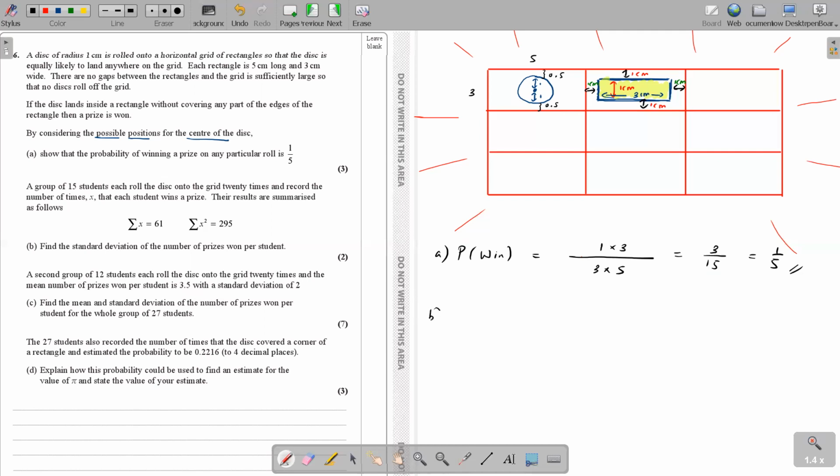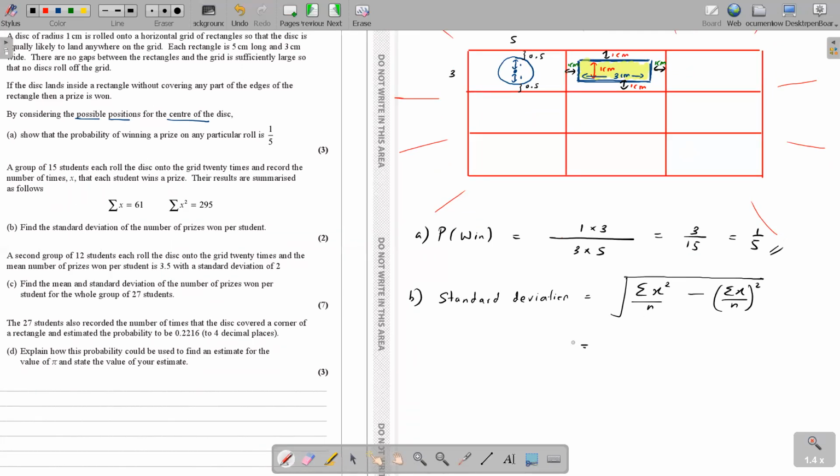So, children's standard deviation, when you have sigma x square, we have the formula, right? Standard deviation formula, can you all remember? The formula you have to remember is sigma x square over n minus sigma x over n, whole thing squared, then square root. So how much is the answer, children?